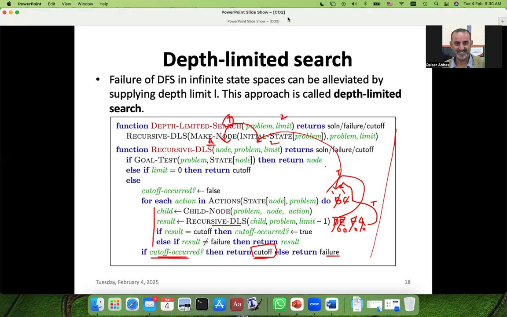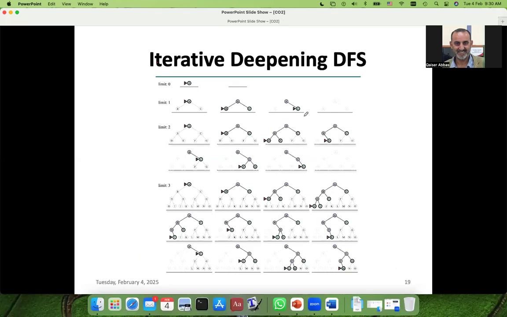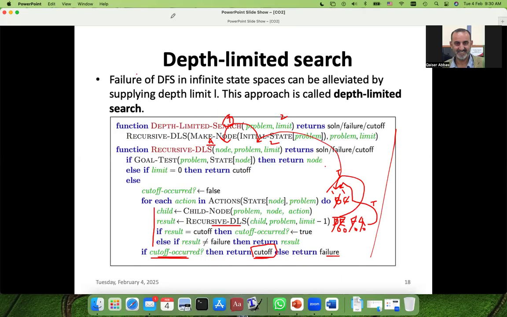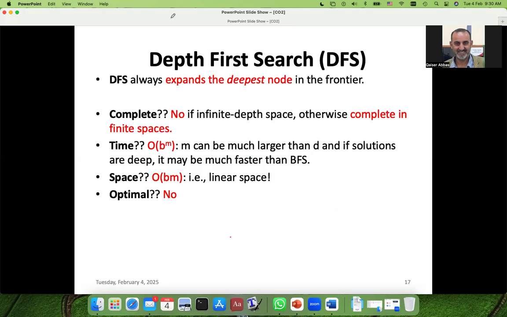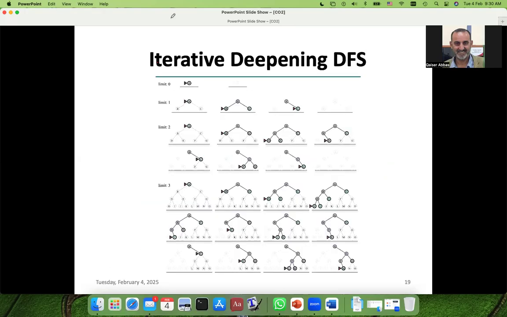So now, what is happening? Depth limited search is finished, and now we have iterative deepening DFS.